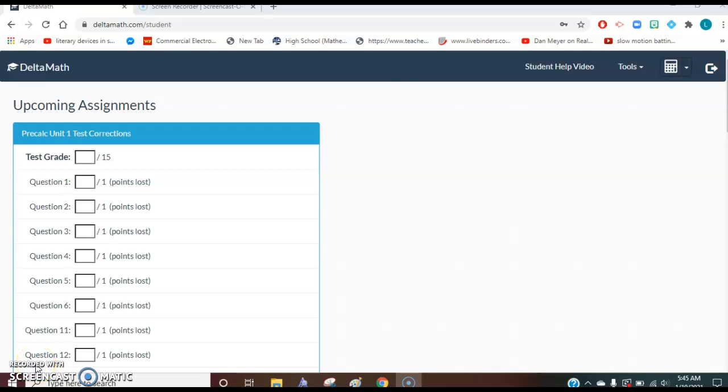Hi everybody. Today I want you to do a test correction assignment in Delta Math. So I'm going to show you what it should look like on your end. It should say Pre-Calc Unit 1 test corrections.